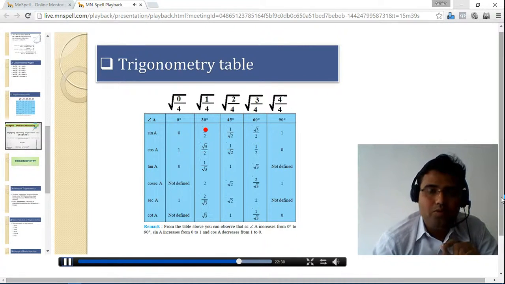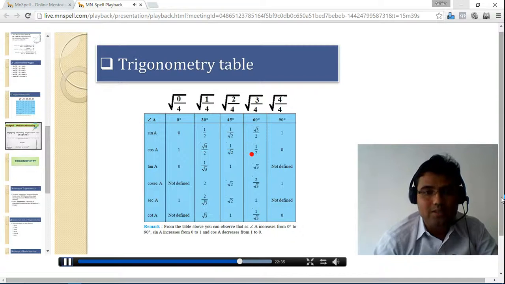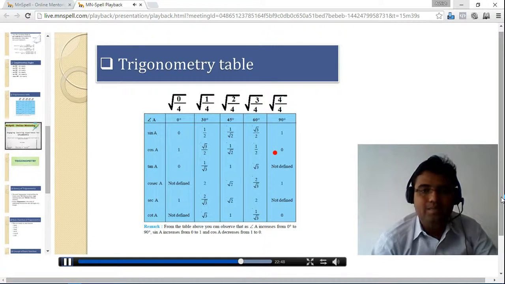Now sin 30 is equal to 1 upon 2. So we can see that sin(90 − 60) is equal to cos 60. So cos 60 is equal to 1 upon 2. Now sin(90 − 90) is equal to cos 90. So we have the same value for sin 0 and cos 90.